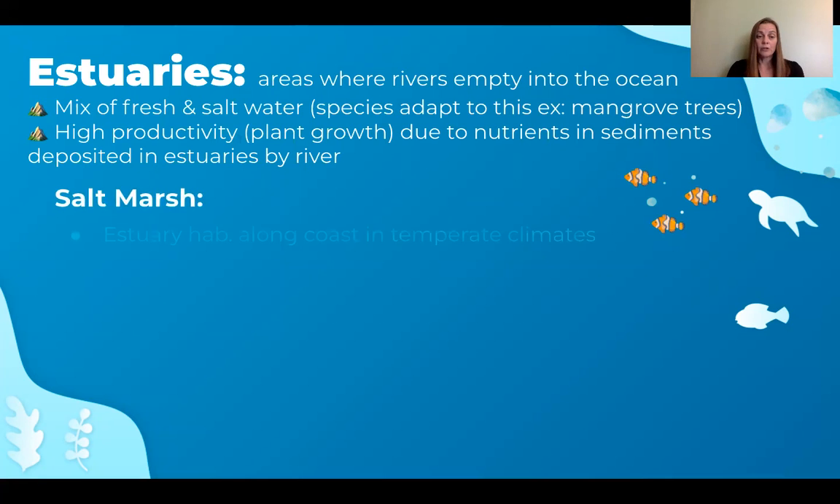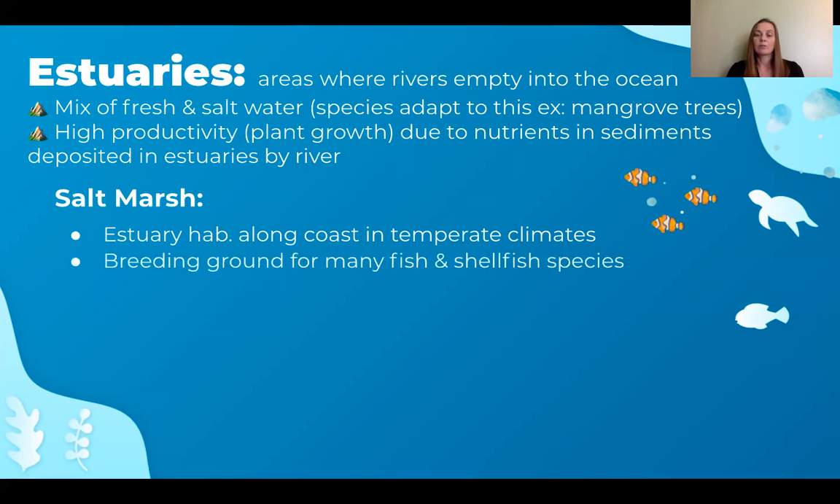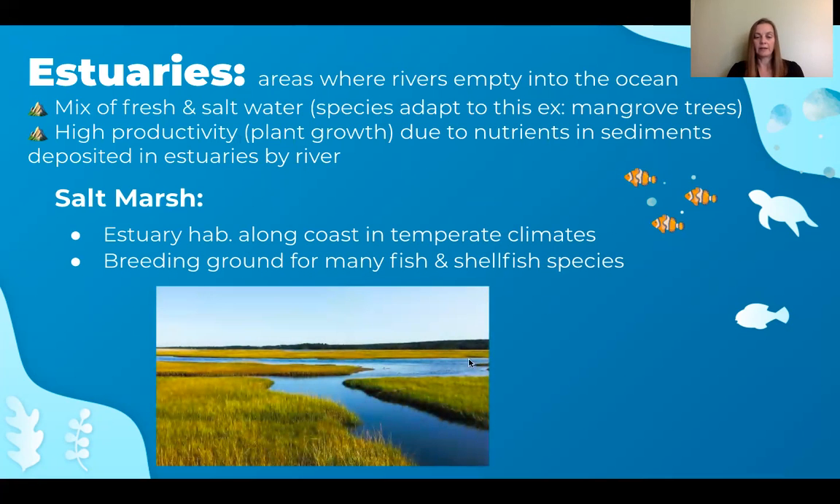So salt marsh is one of our estuary habitats that's very common here. These should look very familiar to you. They are a breeding ground. They are a nursery for many fish and shellfish species. And so we have lots and lots of salt marshes in our area.